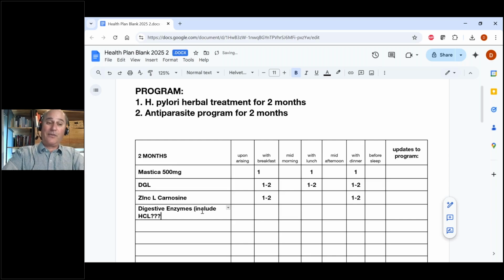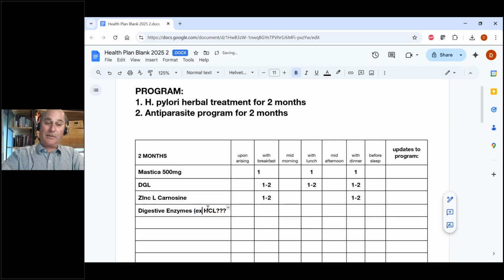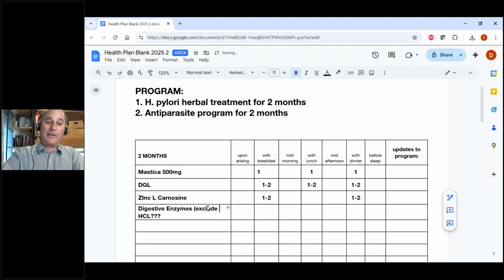Usually you can get away with digestive enzymes that have a little HCl in them, but if you want to be extra careful, just exclude HCl. How about we do that? So get a digestive enzyme formula that has no HCl in it so you don't irritate their stomach. You could add that in and give them one of those with each meal. That's really perfect. You mentioned that because they've had a history of using a digestive enzyme supplement with HCl and reacted poorly to it. So that's helpful.